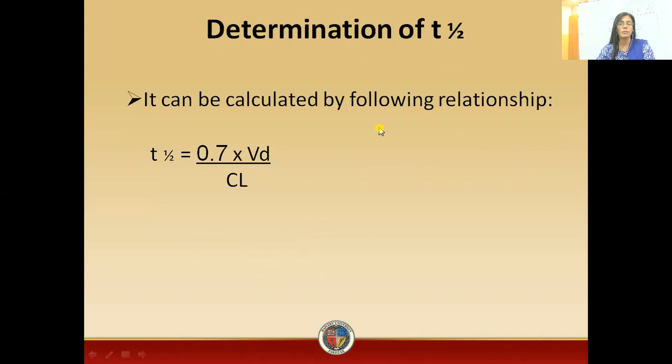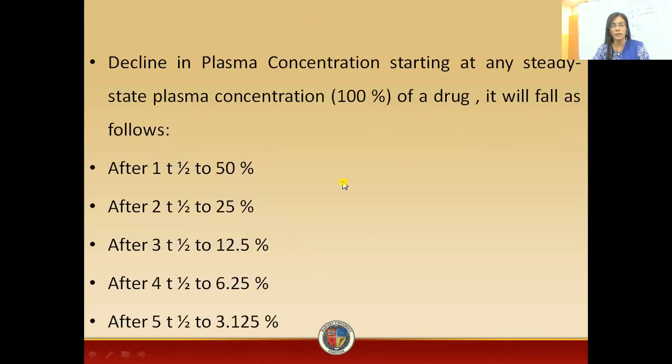Now, what is the formula for the plasma half-life, or how can you calculate the plasma half-life of a drug? It can be calculated from the formula, that is T half is equal to 0.7 into volume of distribution divided by CL, that is clearance. VD is the volume of distribution and CL is the drug clearance.